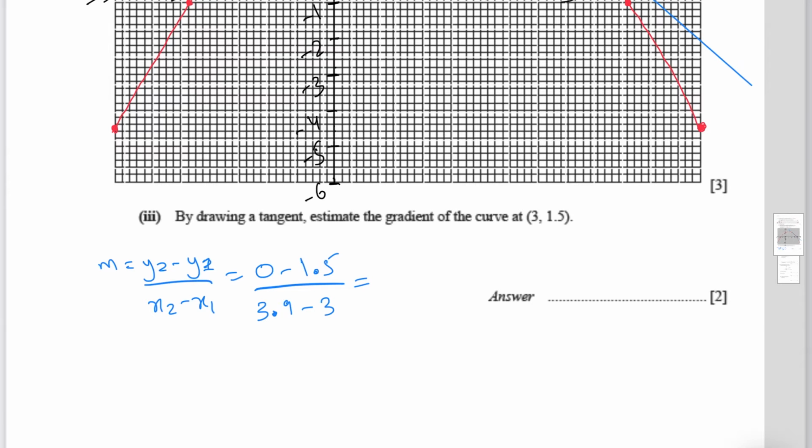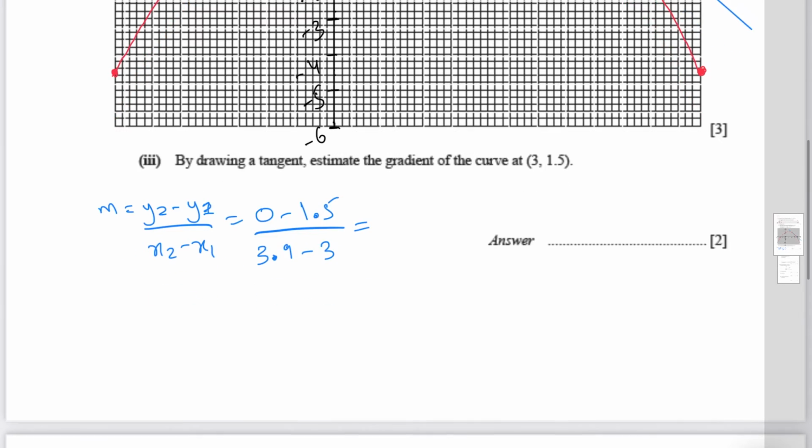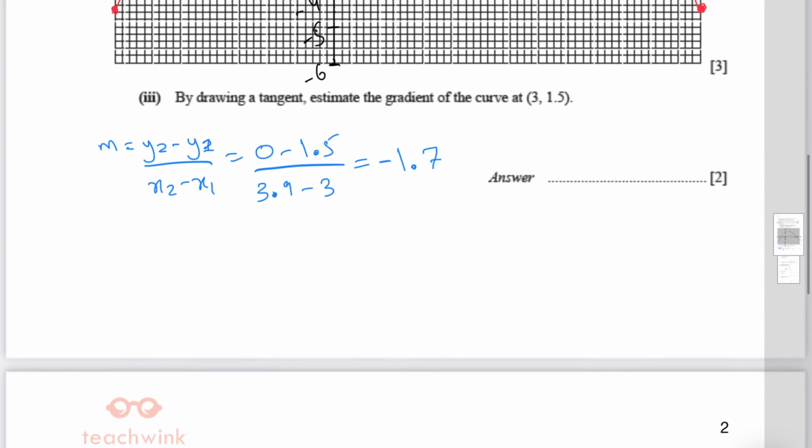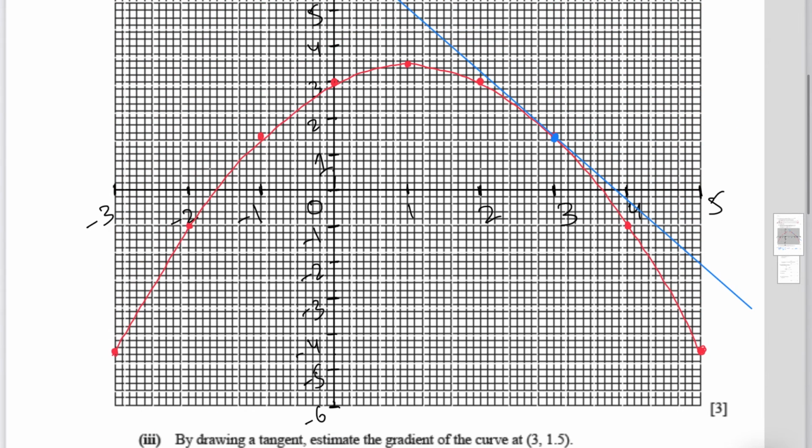So let's use the calculator for this. So negative 1.5 divided by 3.9 minus 3. This gives us negative 1.7. So let's write the value over here, negative 1.7. That's the gradient of this tangent or this curve at this point.